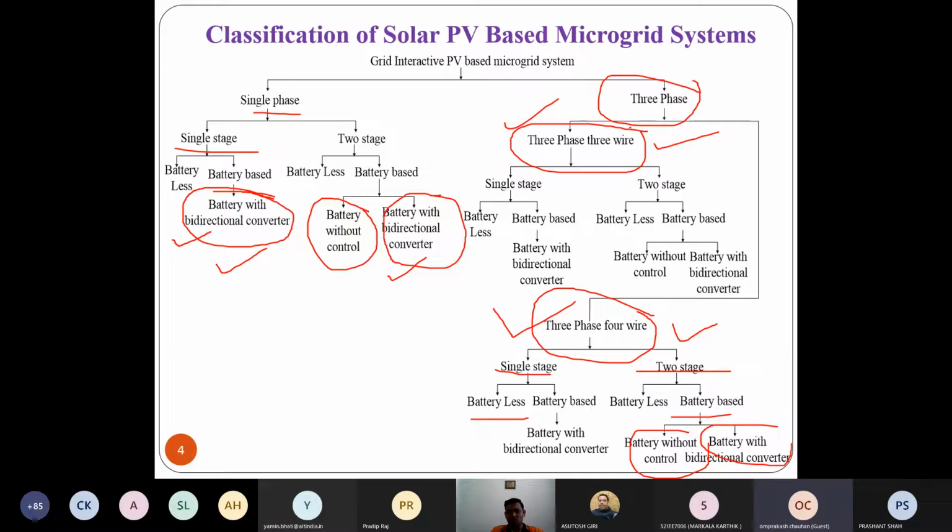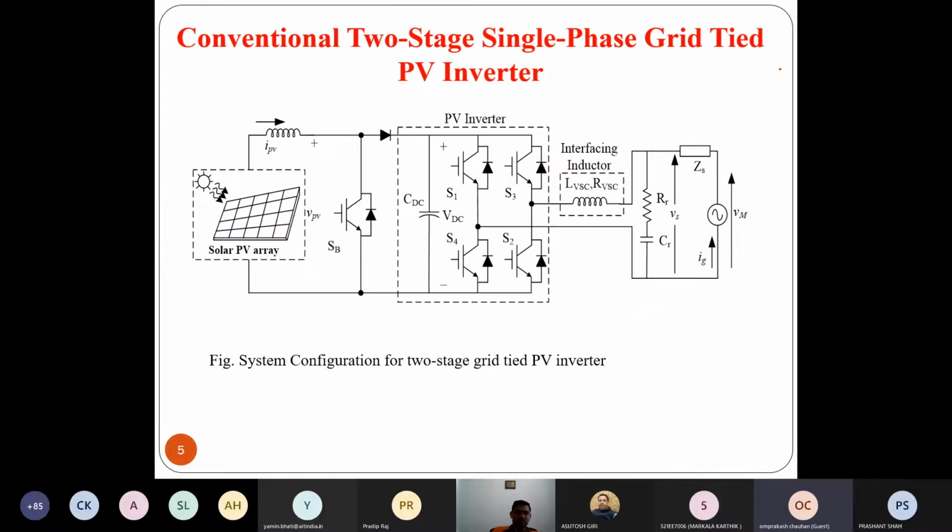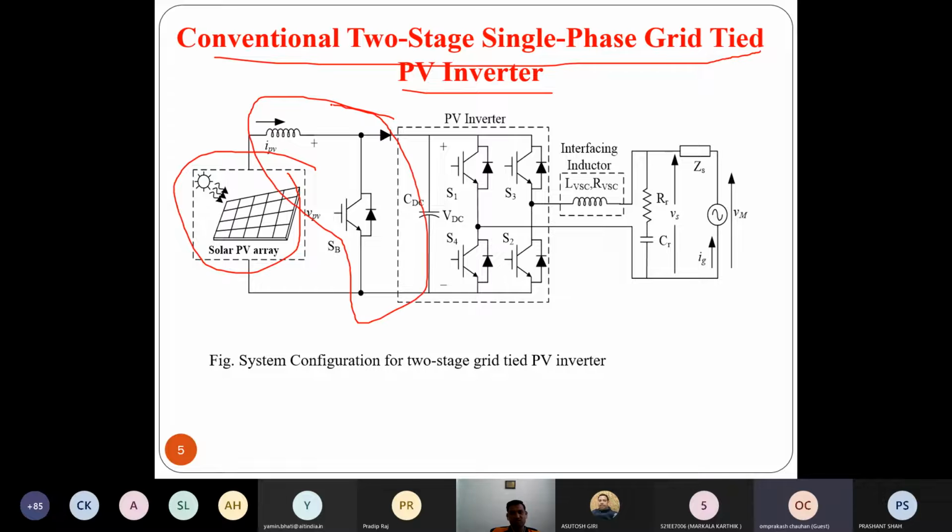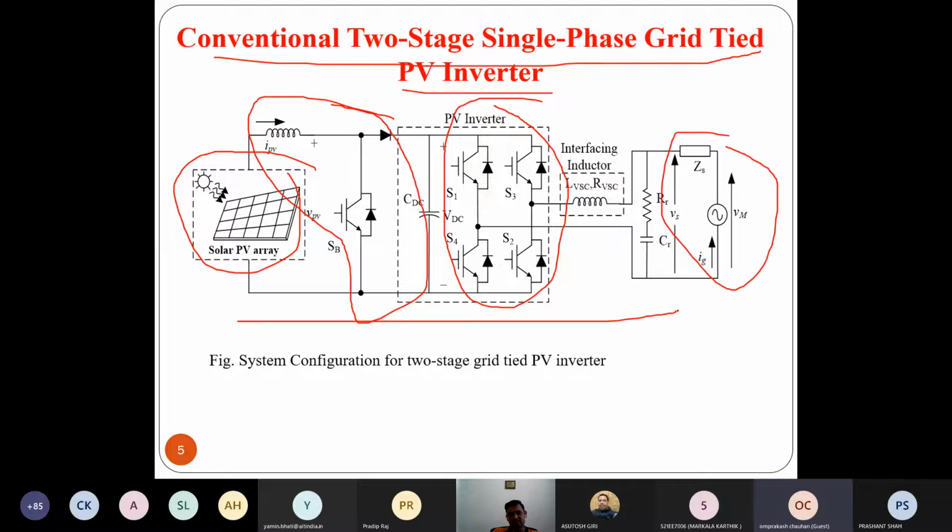So almost, how many topologies are we having? More than 20 topologies are possible in these solar PV based microgrid systems. You can go through these topologies and you can simulate. So if you see the first, the conventional two-stage single-phase grid-tied PV inverter, what are we having? We have a solar PV array. We have this boost converter for MPPT purpose. Then we have this VSC and directly the grid, so we can feed the power.